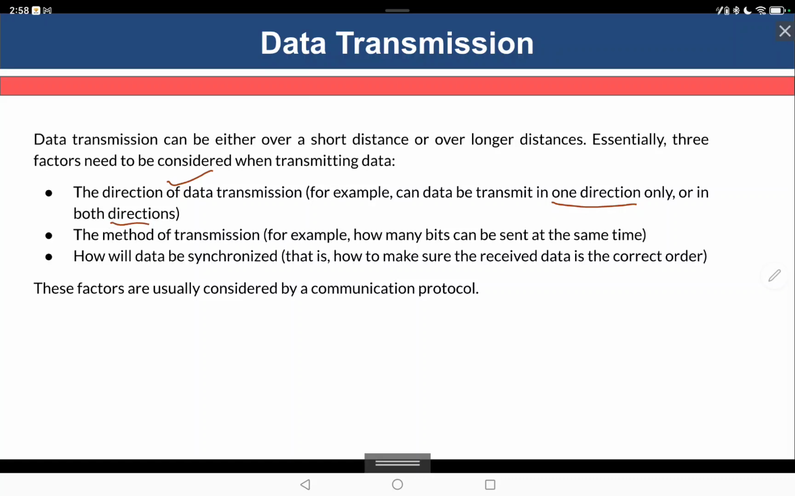We need to consider the method of transmission. For example, how many bits can be sent at the same time? Then, how will data be synchronized? So we need to ensure that the received data is in the correct order. These factors are what we consider as the communication protocol.